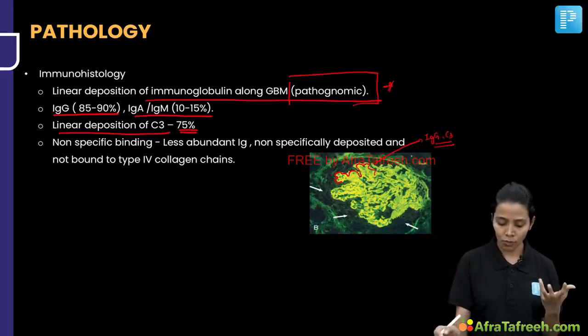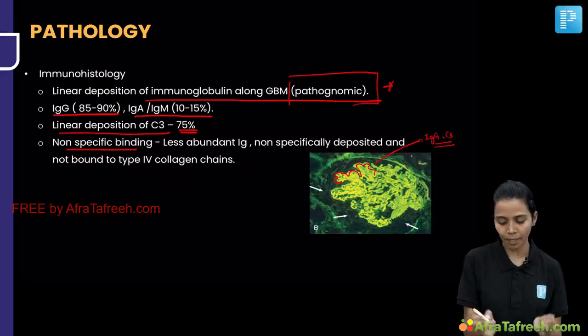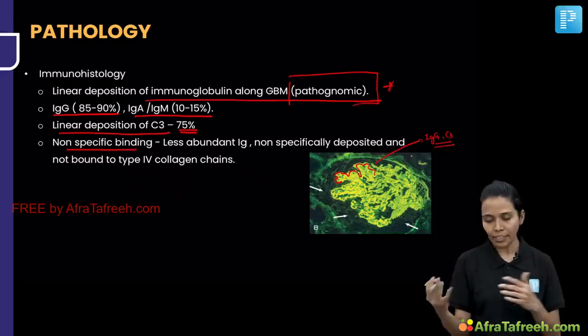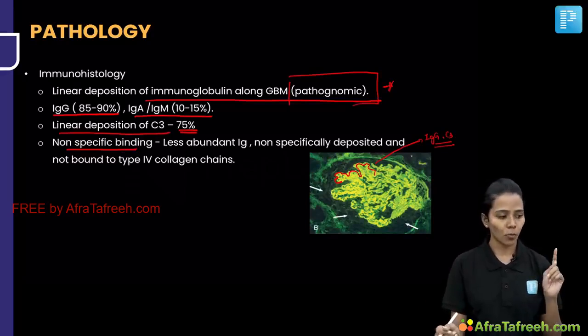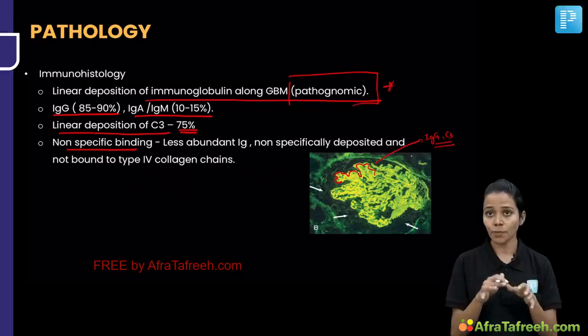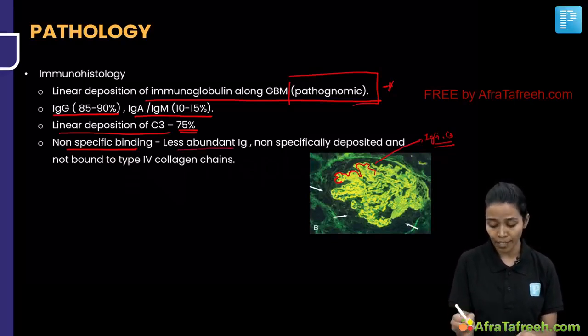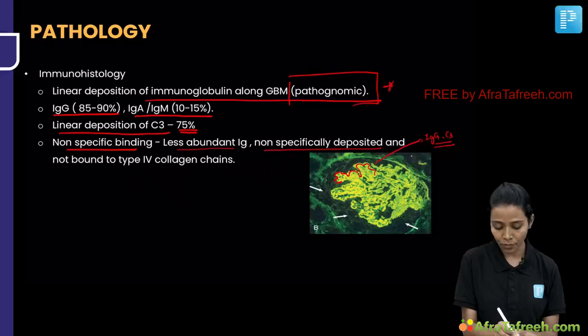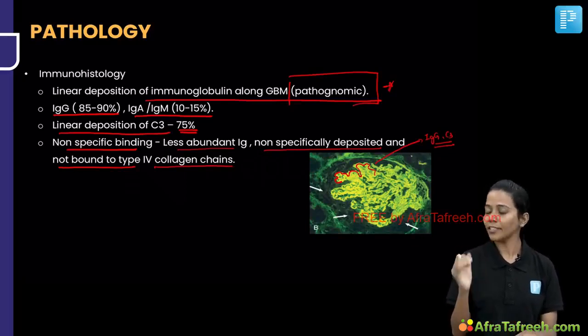It is not just in anti-GBM disease. In other diseases also there is binding of IgG to the glomerular basement membrane, but this is non-specific binding. I'll tell which are those conditions. When there is non-specific binding of IgG, how do we differentiate it from anti-GBM disease? There's going to be less abundant immunoglobulin, non-specifically deposited, and not bound to type 4 collagen chains. So they're less abundant and not specifically bound to type 4 collagen.